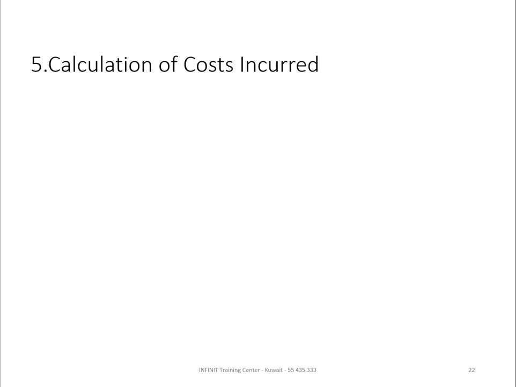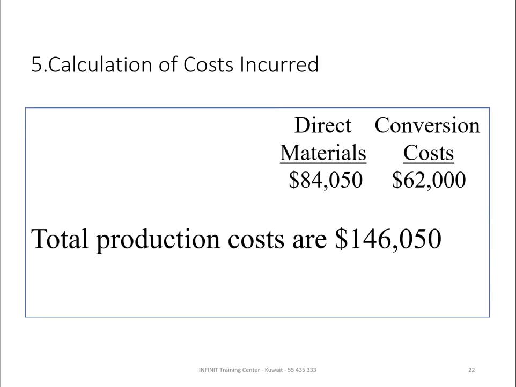Now it is the calculation of cost incurred. We know the quantity on which we worked. Now we will see what the costs are. Here we have direct material cost of 84,050 and conversion cost of 62,000. This is the total cost incurred during the period, whether it is for completed goods or for incomplete goods. This is the total cost incurred, 146,050.